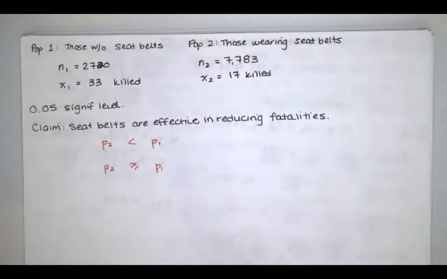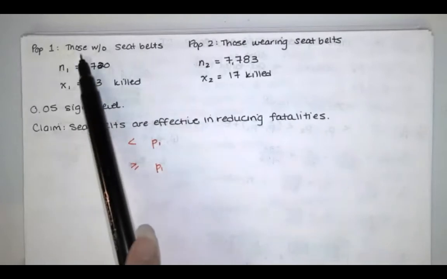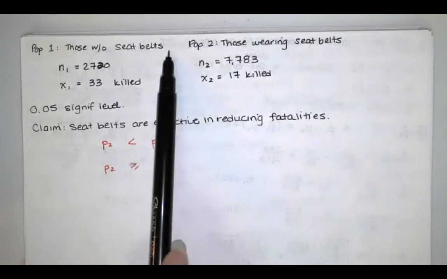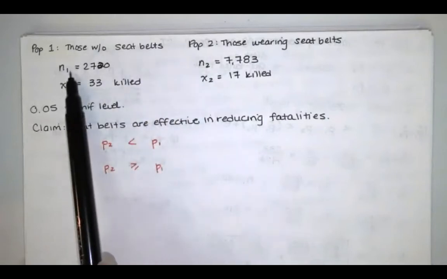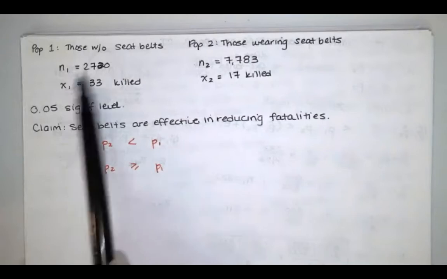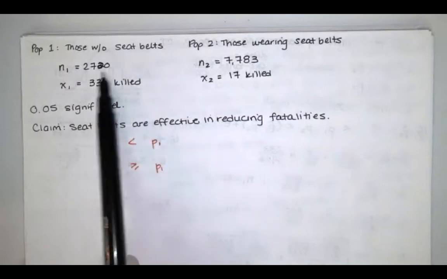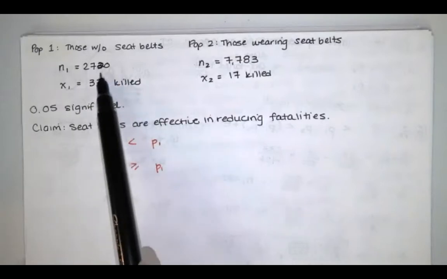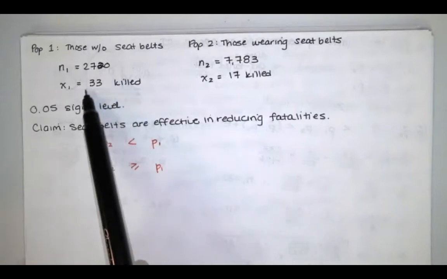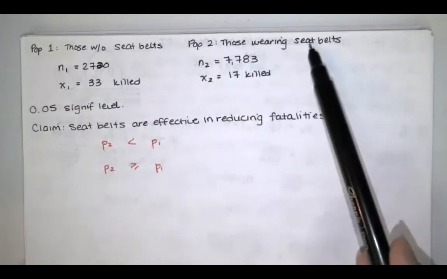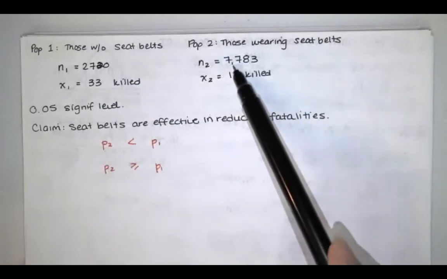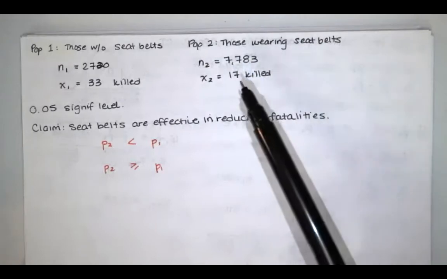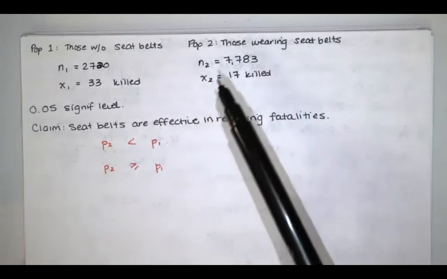Okay, so in the problem statement, it says that the first population is the population in which people are not wearing seatbelts. So n sub 1 is the total sample size for those without seatbelts. There were 2,720 of those in that sample. It turns out that 33 of those people that were not wearing seatbelts were killed. Now in the second population, we have 7,783 people, and those people were all wearing seatbelts. 17 of those happened to be killed.